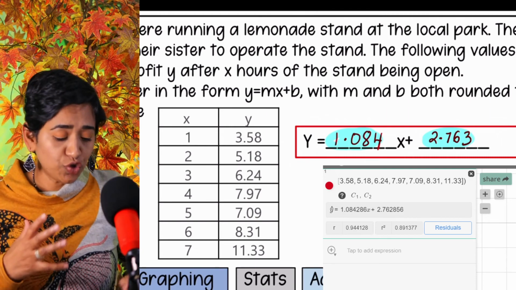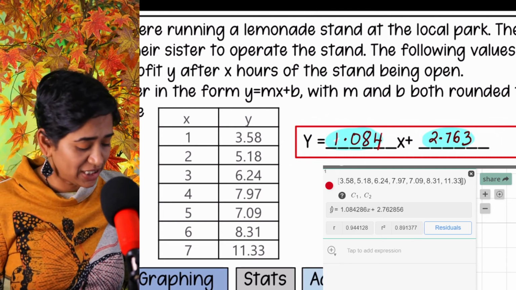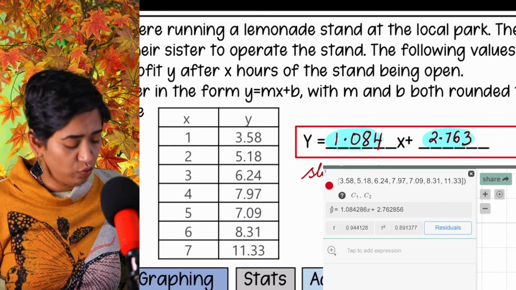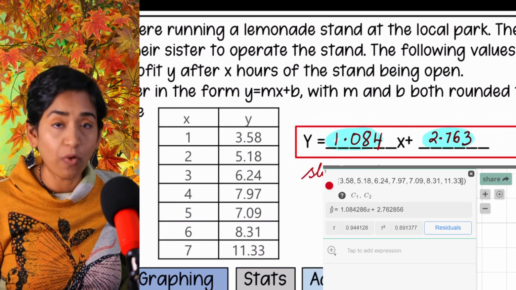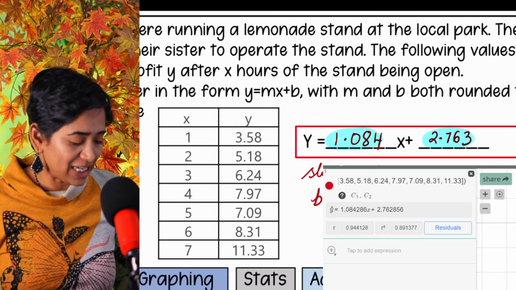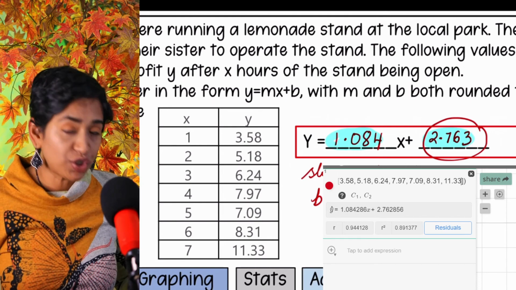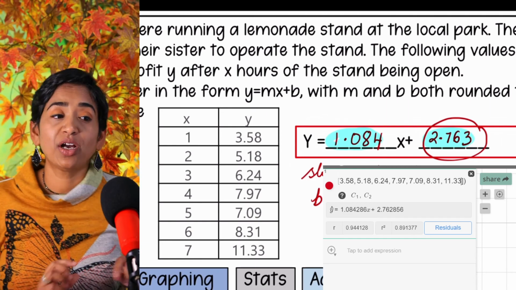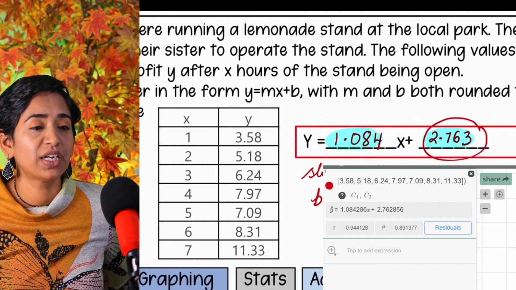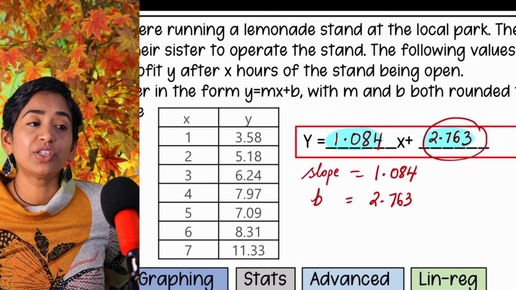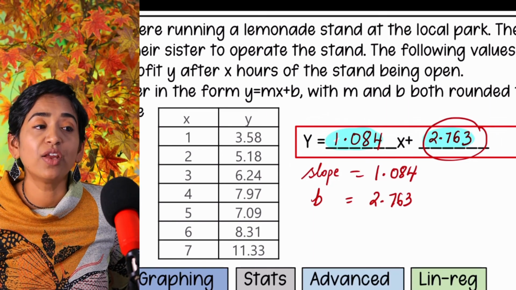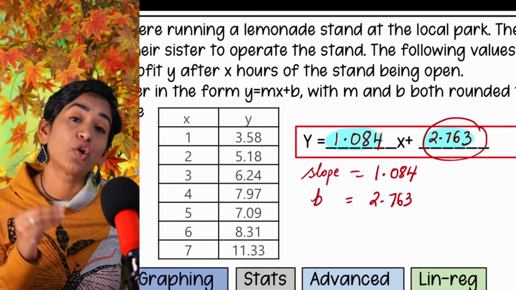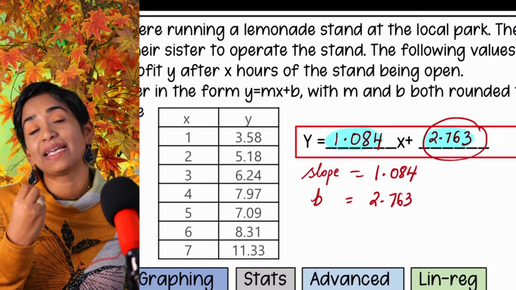Sometimes they ask you just for slope or just for y-intercept. If they ask you for slope, you know what your slope is, m, which is 1.084. If they ask you for your y-intercept, which is your b, that is 2.763. And that pretty much covers the topic for today. So your slope is just 1.084 and your y-intercept is 2.763. Sometimes they ask you for slope and y-intercept. Sometimes they ask you just for slope.